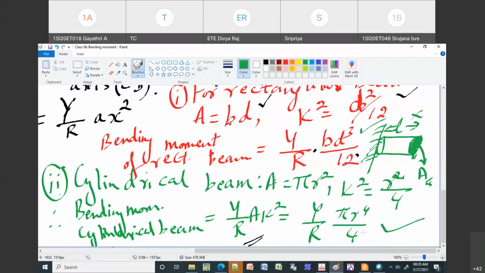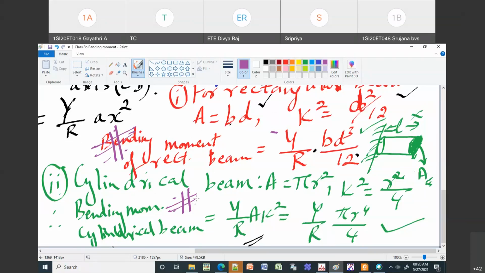So you have to remember these two equations. That is your relation for the bending moment of your rectangular beam, and you also have to remember the bending moment of a cylindrical beam. These two things you have to remember. In the exam they may ask this for 8 marks, and they may ask only for one of them, so you don't have to write both. You just read the question properly.